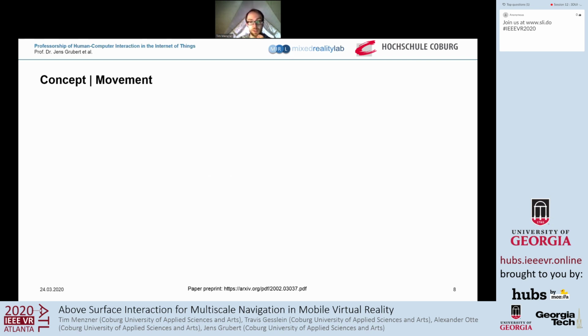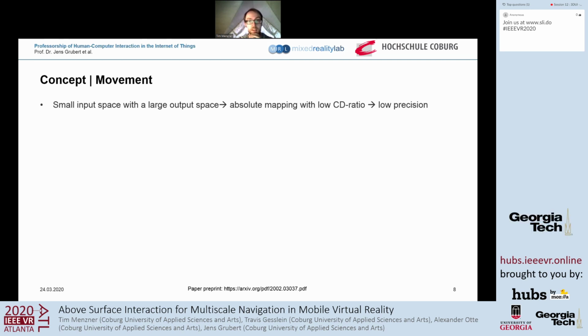So as the next step, I want to describe our implemented technique for moving over the map. First of all, you also have a problem here. If you have a small input space, like described before, and you have a large output space, and you're using absolute mapping, this will result in a very low control display ratio, which means low precision. So in this case, a relative position-based mapping is better suited.